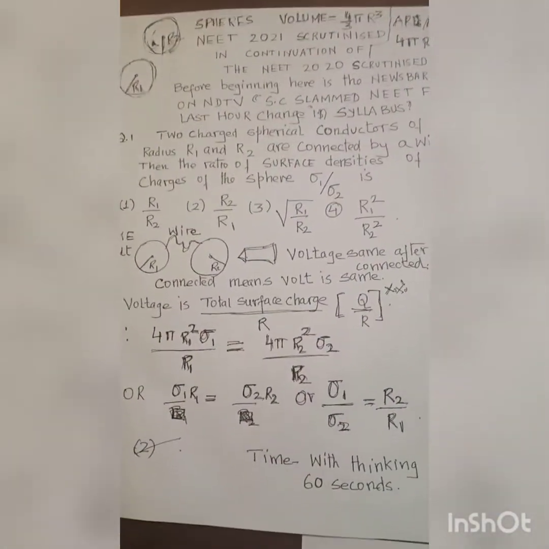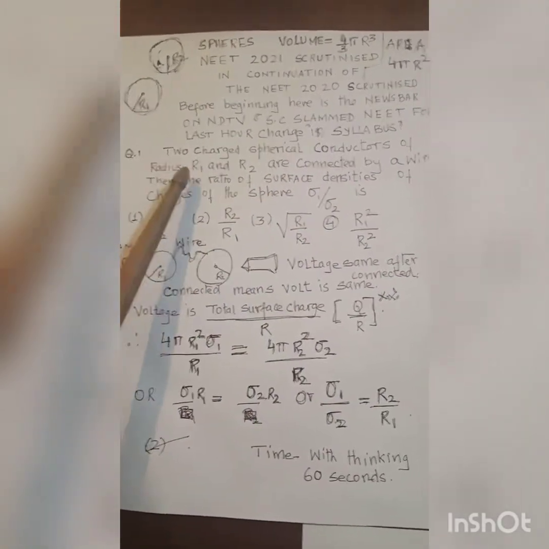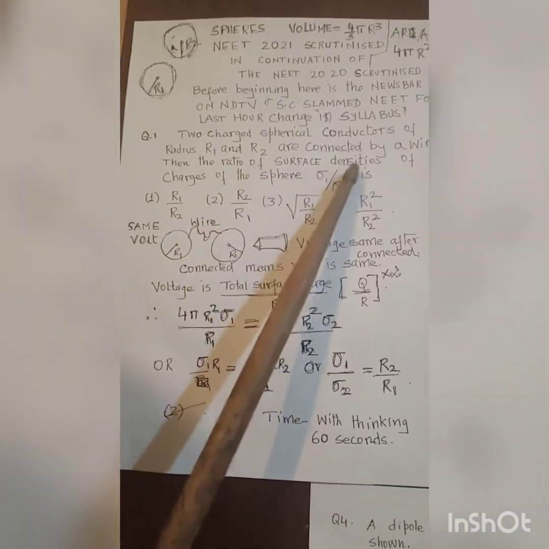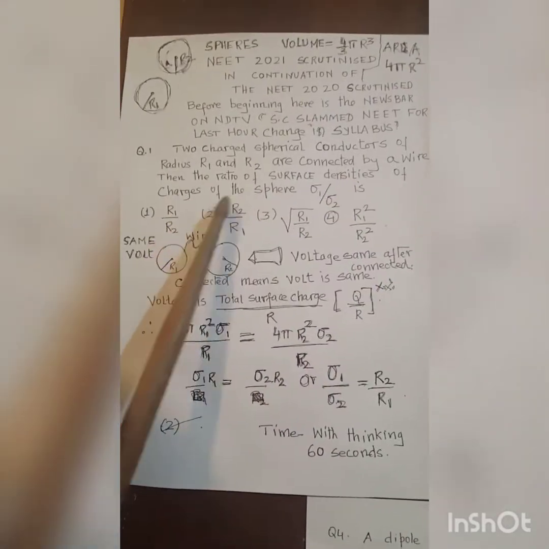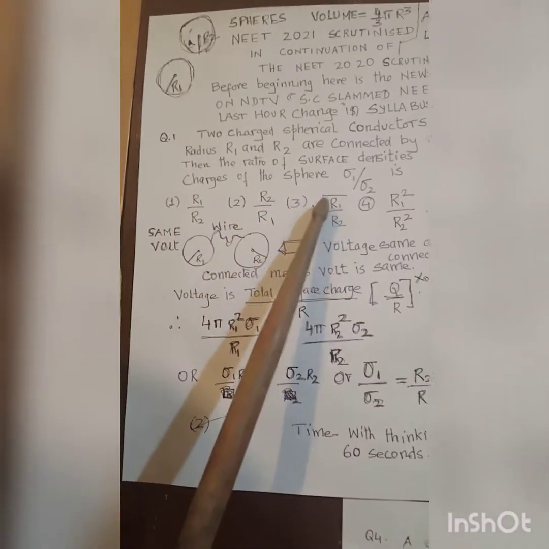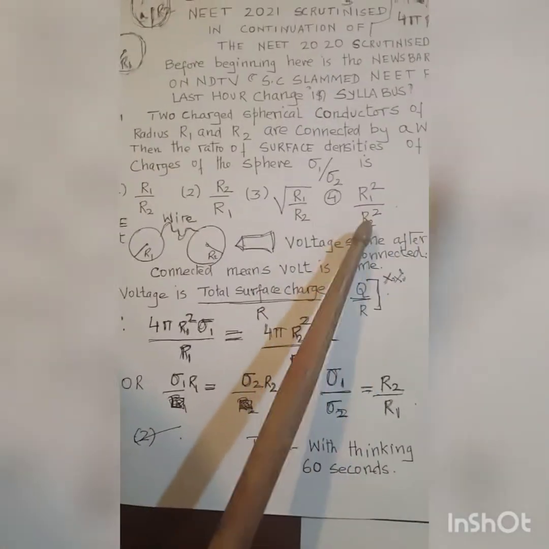Number one: two charged spherical conductors of radius R1 and R2 are connected by a wire. Then the ratio of surface densities of charges of the spheres, sigma 1 by sigma 2, is: number 1, R1 by R2; number 2, R2 by R1; number 3, square root of R1 by R2; number 4, R1 square by R2 square.